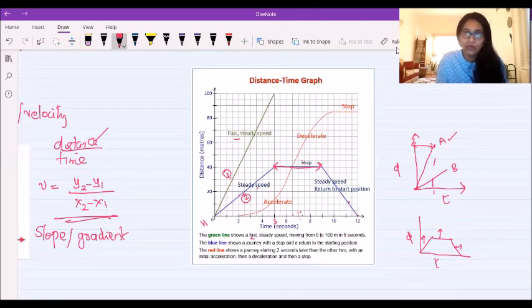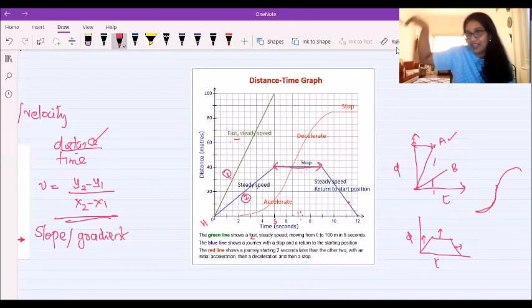Now, this kind of a graph. Look, if the curve is like this, it is accelerating. If instead the curve is like this, it is decelerating. Like this, it is accelerating. Like this, it is decelerating. Okay, so these are the things.